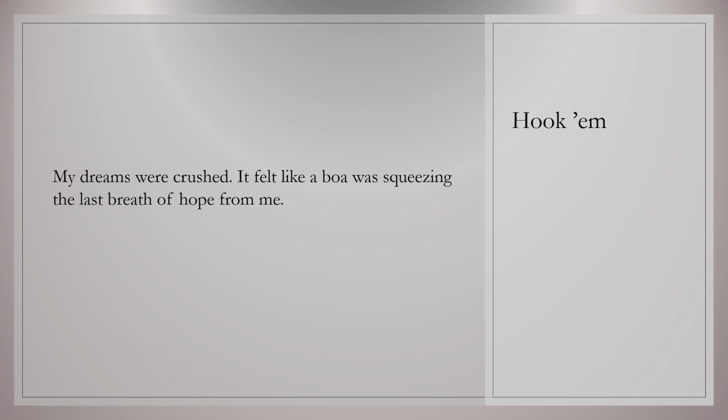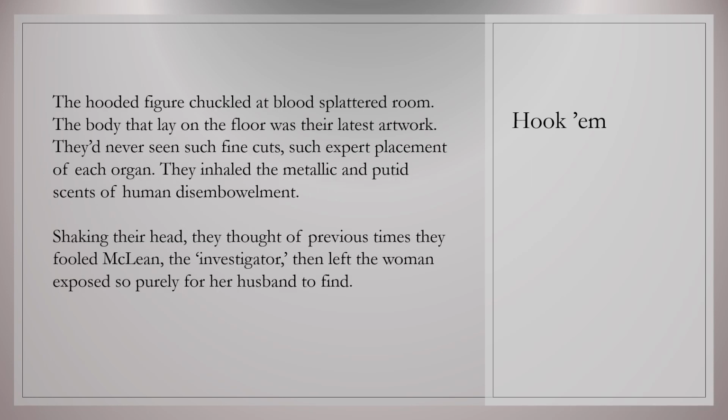Now prepare yourself for a gruesome crime thriller example. The hooded figure chuckled at the blood-spattered room. The body that lay on the floor was their latest artwork. They'd never seen such fine cuts, such expert placement of each organ. They inhaled the metallic, putrid sense of this human disembowelment. Shaking their head, they thought of the previous times they fooled McLean, the investigator, then left the woman exposed so purely for her husband to find.